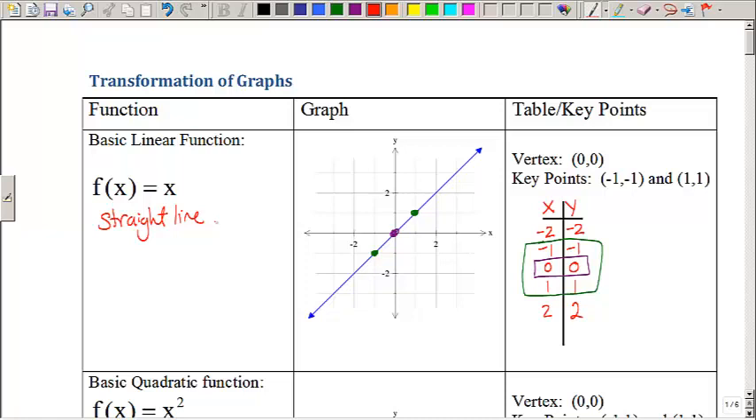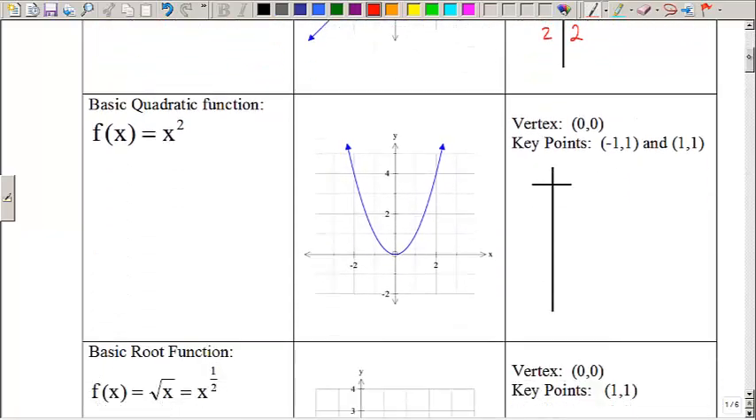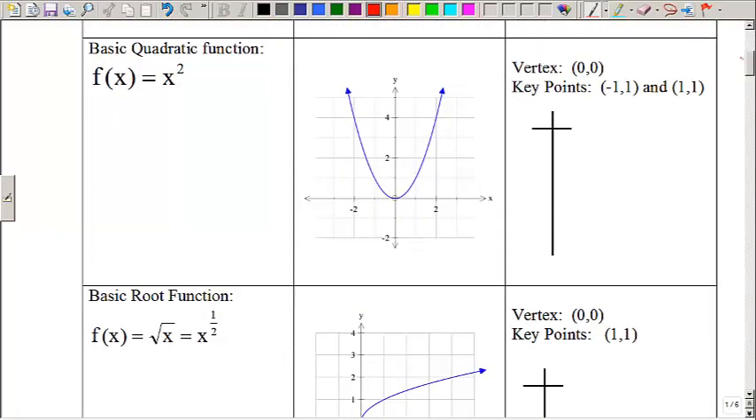Now this basic linear function, f of x equals x, we covered heavily in the linear functions lesson. And although it's one of our basic functions, we're pretty much going to be leaving this one to the methods that we used in the linear functions lesson. The other 5 you're definitely going to have to memorize. So let's look at the next one, basic quadratic function, f of x equals x squared.